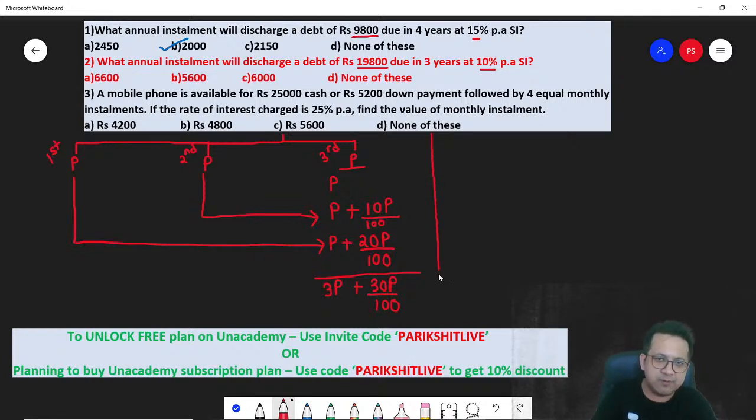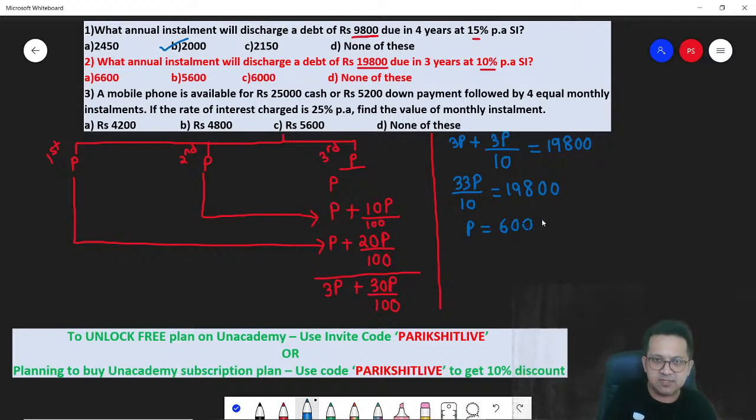As per the question, this must be equal to the total debt. So 3P plus 30P by 100, where 30 by 100 can be written as 3 by 10. Correct? 3P plus 3P by 10 is equal to 19,800, or 33P by 10 is equal to 19,800. Correct? Or P is equal to 6.